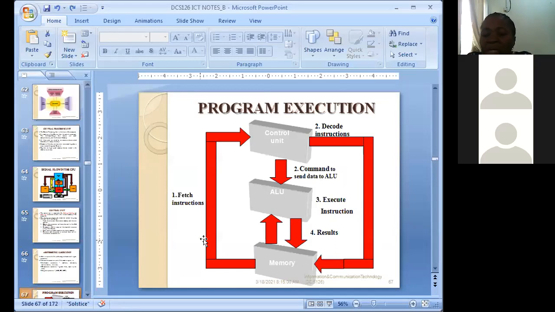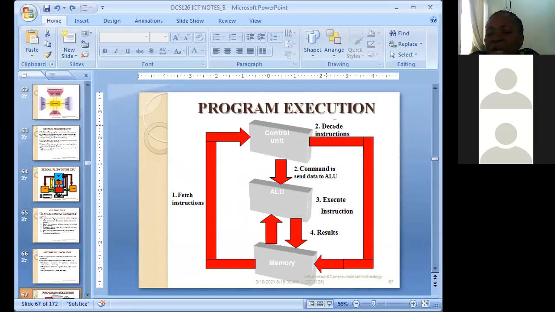Okay, now this is program execution, all that I've explained. This is a block diagram that makes it a lot easier to understand. See, this is how a program is executed. The control unit, your ALU, the memory, as you saw earlier in the other diagram. So the first step is to fetch the instruction. And who is doing this? The control unit is fetching the instruction from memory.